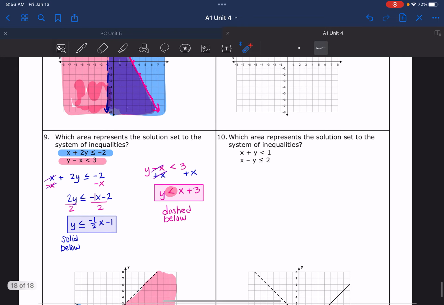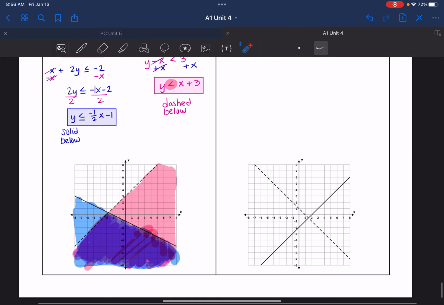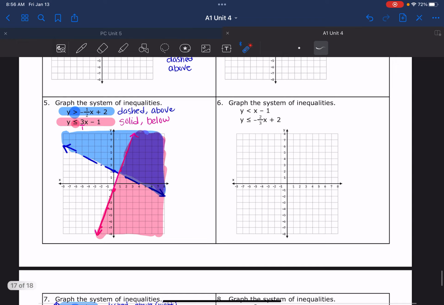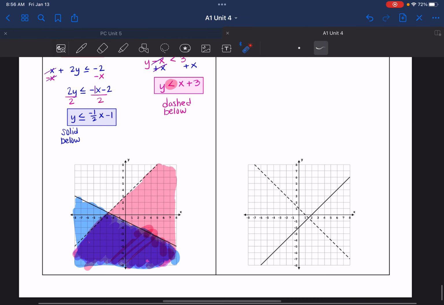Okay, and that's it for the review. I did all of the odd ones with you guys. Your job is to do the even ones and get this turned into your period tray.